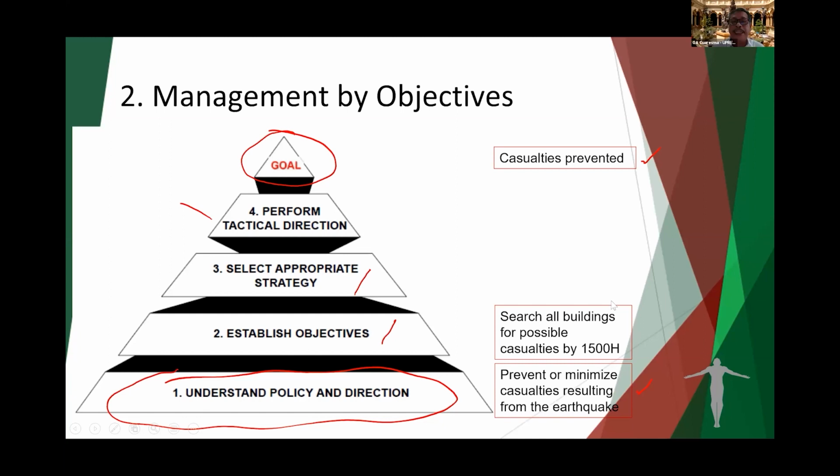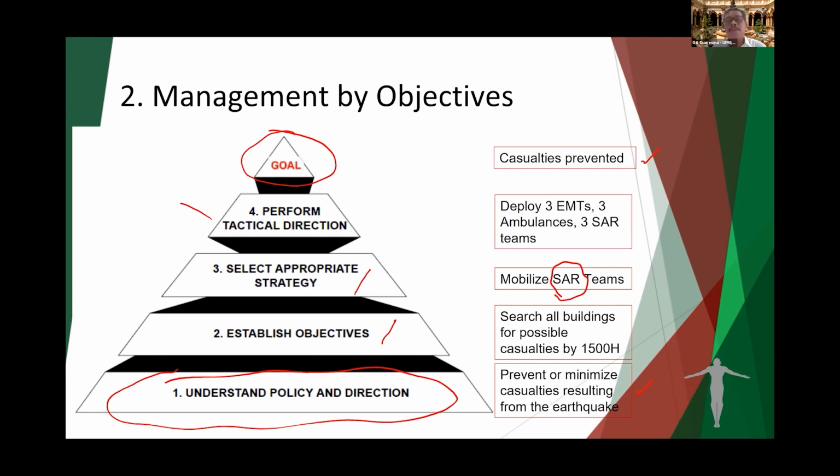We do not deploy, for instance, the Wilderness Search and Rescue Team, or the WASAR, or the Water Search and Rescue Team. The appropriate search and rescue team that we should deploy here is the Collapsed Structure Search and Rescue Team, or the CSSR. And then we perform now the tactical direction by deploying, say, for instance, 3 emergency medical teams, 3 ambulances, and 3 collapsed structure search and rescue teams. And so with this, we hope that our goal of preventing casualties is attained.